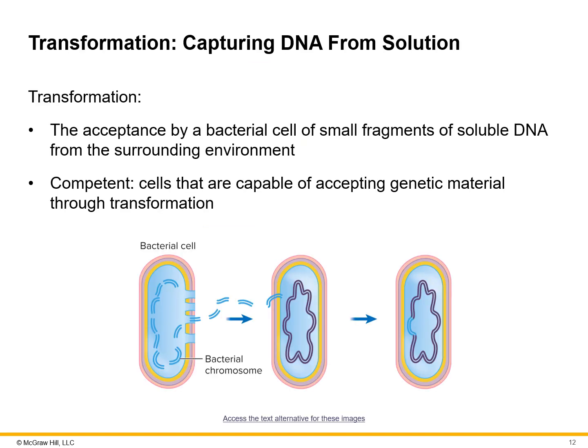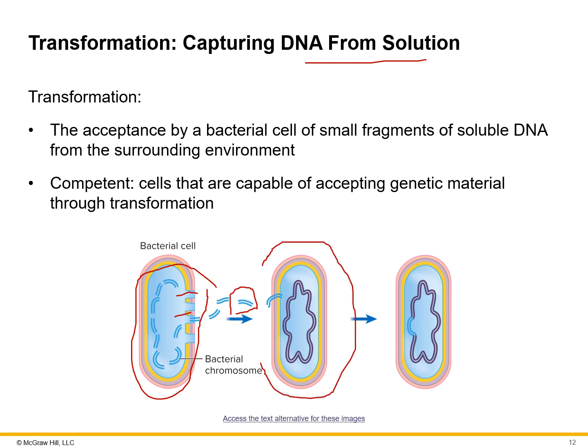Now in transformation, again, this is taking DNA in from a solution. So in this case, we have a bacterial cell, and for whatever reason, it lysed, and now it just has a bunch of chopped up pieces of DNA that were released. And here we have another cell that is intact, and it has the ability to essentially suck up that DNA. And as long as everything goes okay, it gets added to the bacterial chromosome, or it could be a plasmid as well.